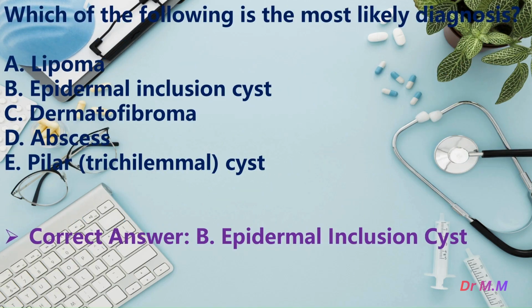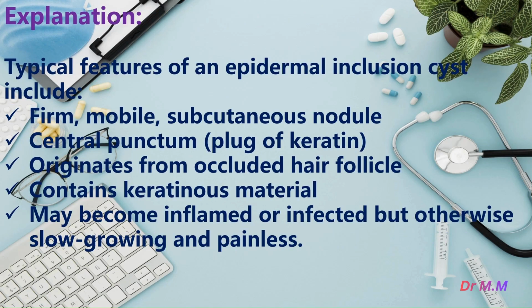Which of the following is the most likely diagnosis? A. Lipoma. B. Epidermal inclusion cyst. C. Dermatofibroma. D. Abscess. And E. Pillar or trichilemmal cyst. According to our explanations, the correct answer is epidermal inclusion cyst.